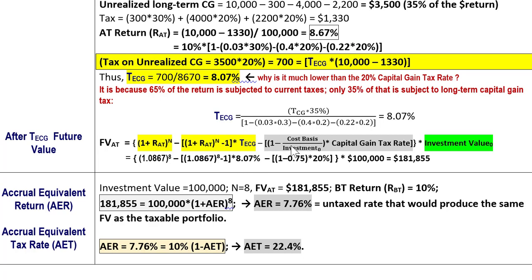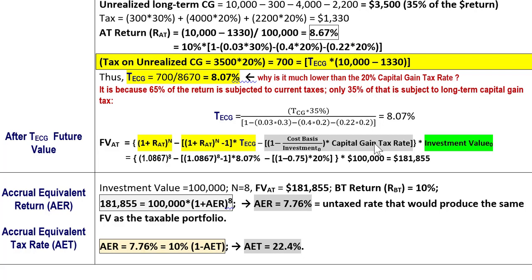And this part is a little bit difficult to understand, because we have different cost base. If the cost is the same as the investment, say both are $100,000, this part will disappear. But now we know that the cost is $75,000. The value of the investment today is $100,000. We need to do some adjustment there to adjust the capital gain tax rate.